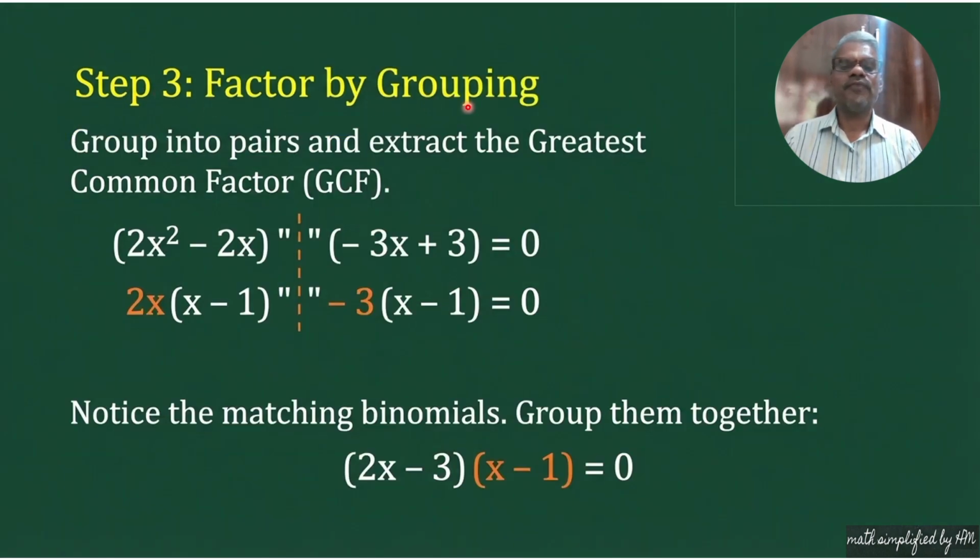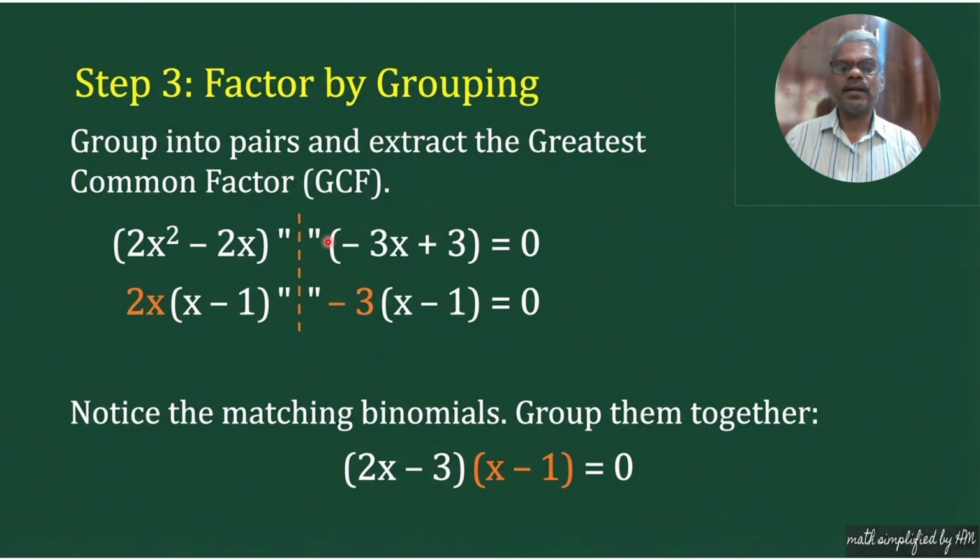Step 3, factor by grouping. Group into pairs and extract the greatest common factor, GCF. We pair the first two terms and the last two terms in two groups. From the first group, the greatest common factor is 2x. So taking this 2x out, we get 2x into bracket x minus 1.